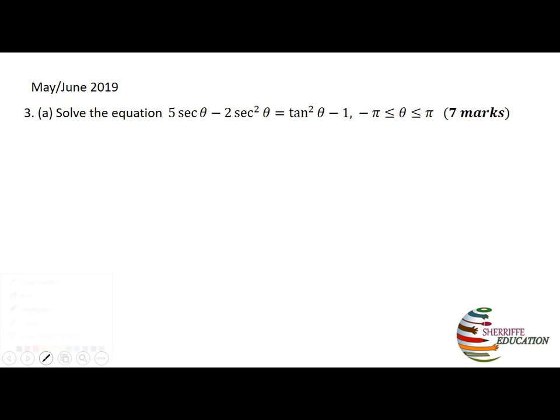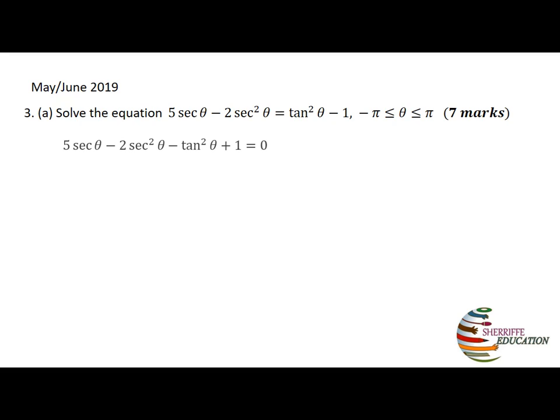Alright, so in this video, we will be looking at a past paper question. This was taken from the May-June 2019 paper. Question 3 says: solve the equation 5 sec theta minus 2 sec squared theta is equal to tan squared theta minus 1, and theta ranges from negative pi to positive pi.